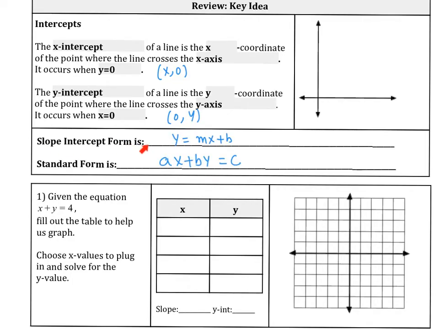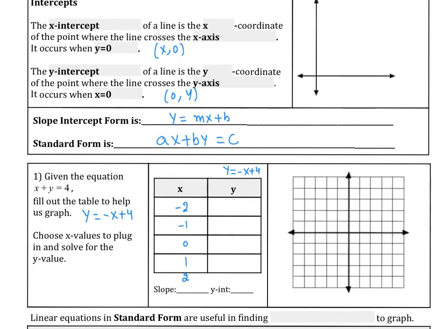Slope-intercept form of an equation is y equals mx plus b, whereas standard form is ax plus by equals c. Let's do example number 1. For example number 1, you're going to make this equation look like y equals mx plus b. So what I did is I subtracted the x on both sides. So I got y equals negative x plus 4.